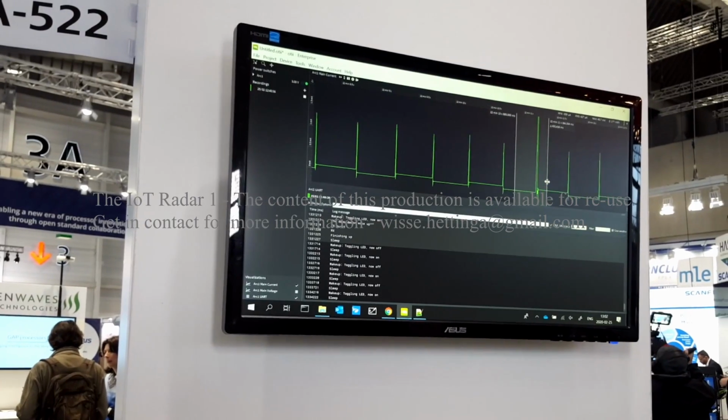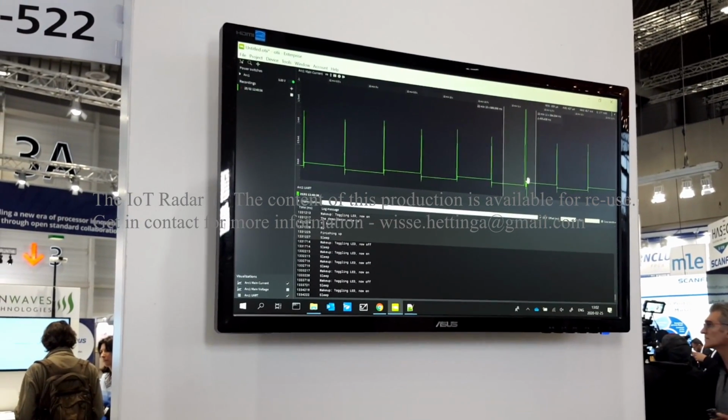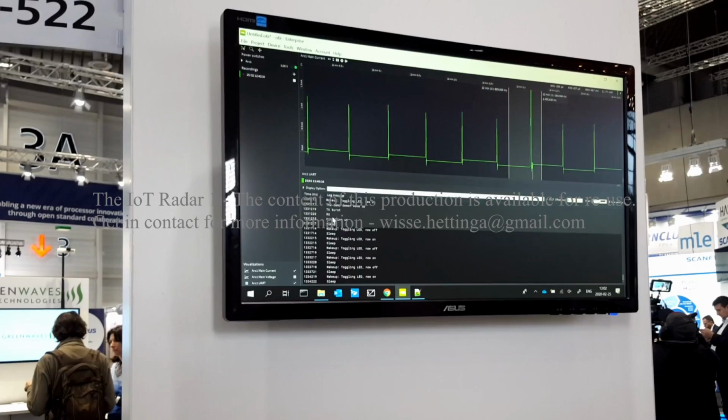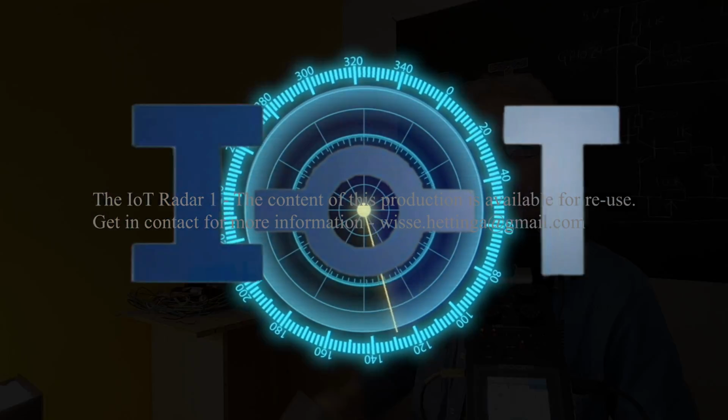So what is this spike, for example? Say, okay, this spike is something specific. In this case, we know we have obviously created for them.